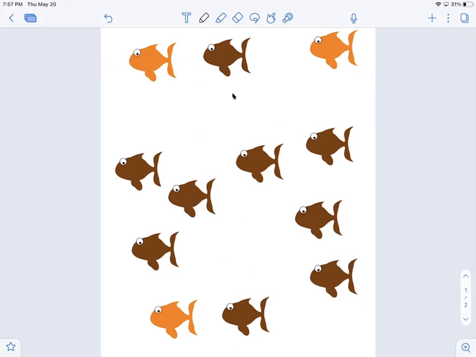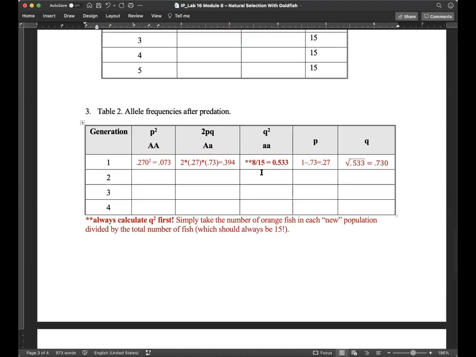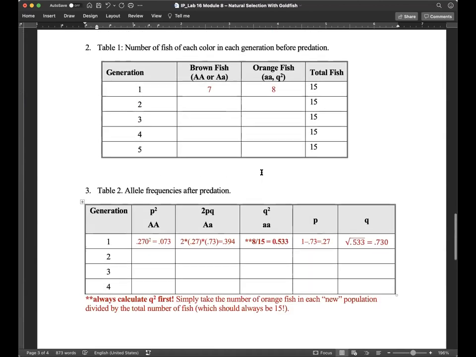So if I go through and do that for 5 generations, I should be able to calculate allelic frequencies for all of them, always basing it off of the number of orange goldfish in my population. So do your calculations here after you draw your 3 new fish out of the bag, not immediately following the predation event. You always want to do it based on 15 total fish in your population.